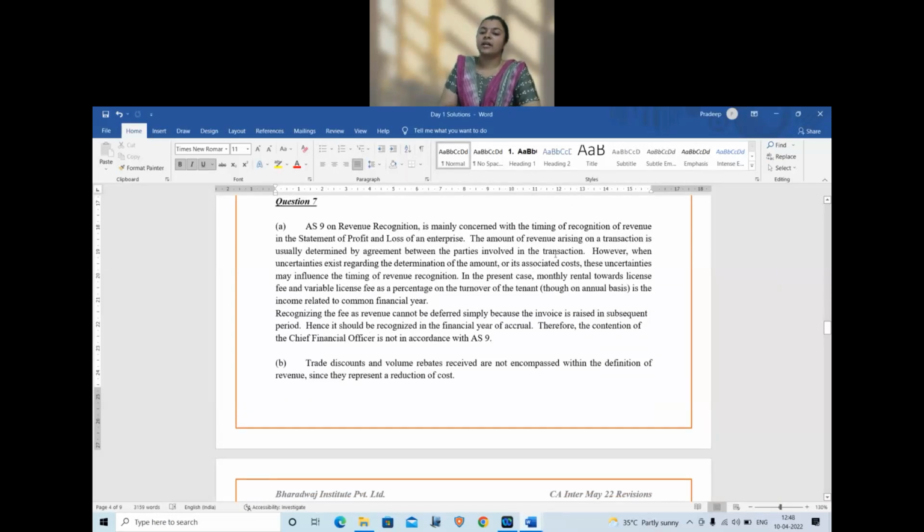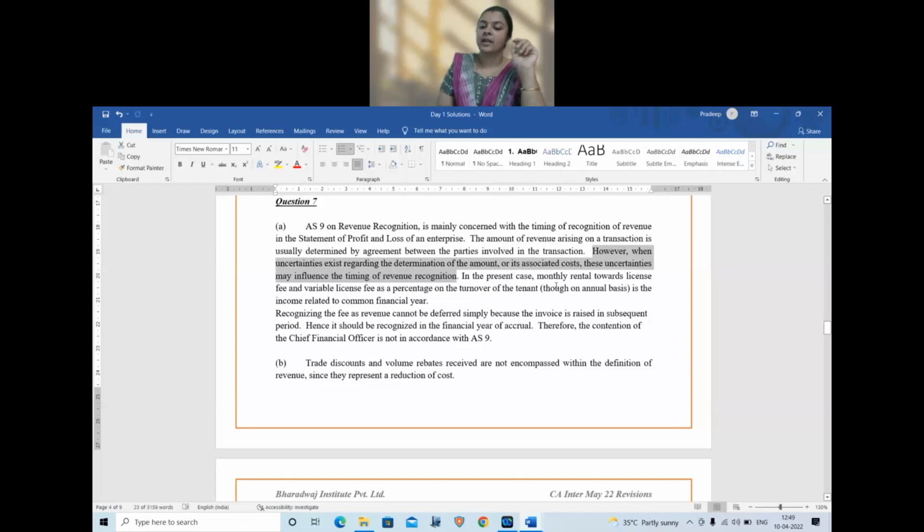AS 9 on revenue recognition is concerned with the timing of recognition of revenue. The amount of revenue arising on a transaction is determined by the agreement between the two parties involved in the transaction. However, when uncertainties exist in the determination of the amount or its cost, these uncertainties may influence the timing of revenue recognition. This point is optional.